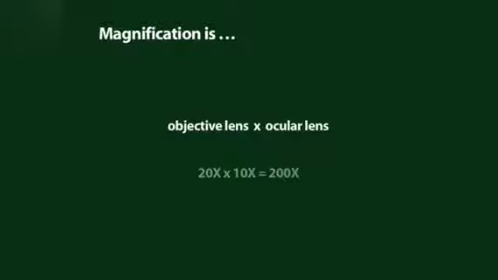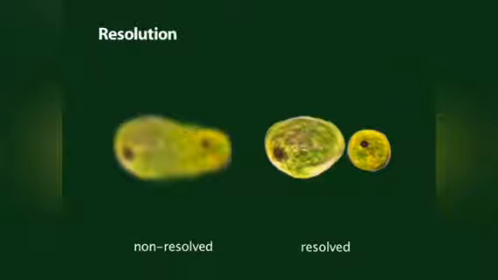For example, a 20 times or 20 power objective lens multiplied by a 10 times ocular lens equals 200 times or 200 magnifications. An important aspect of magnification is resolution. Resolution is how close two objects can be located and still be seen as separate entities.